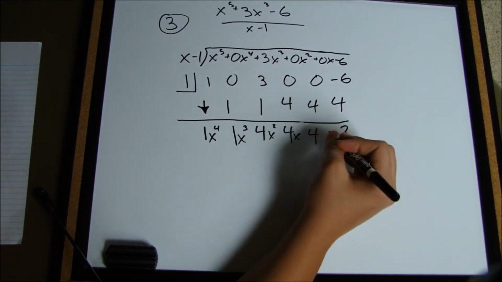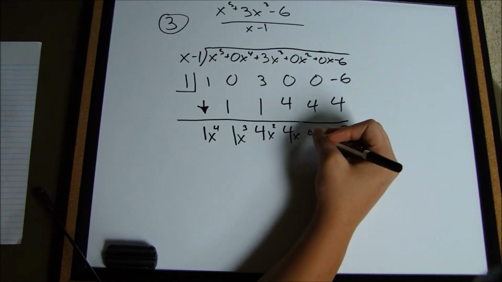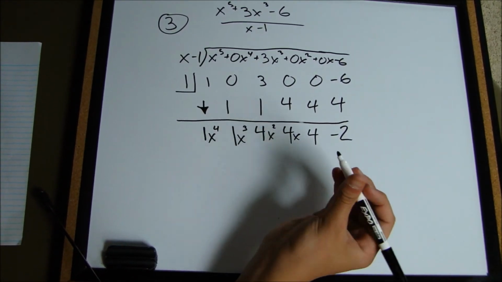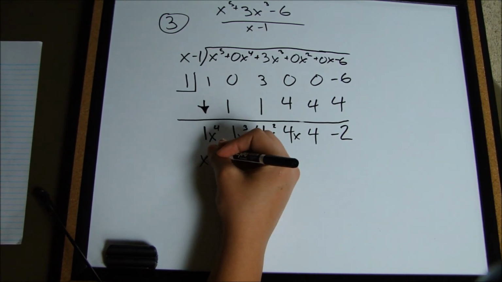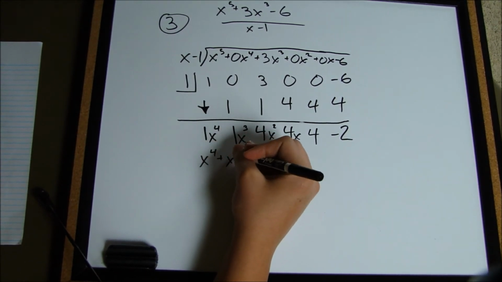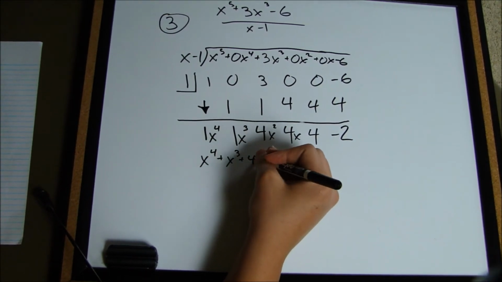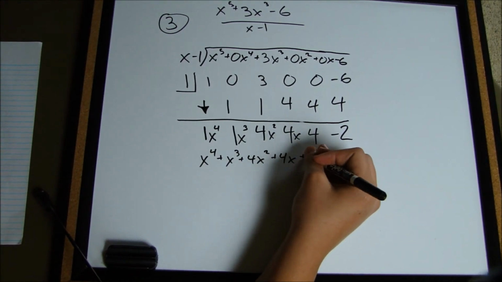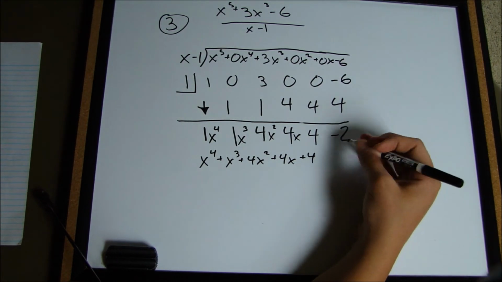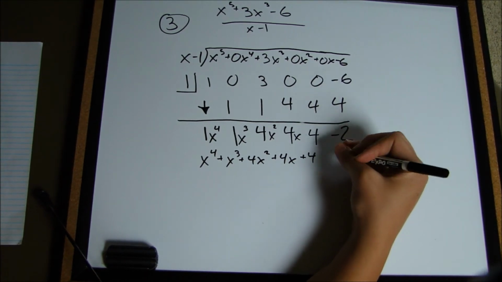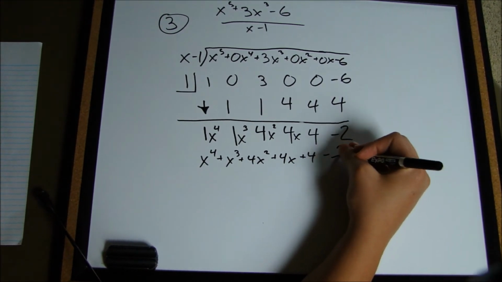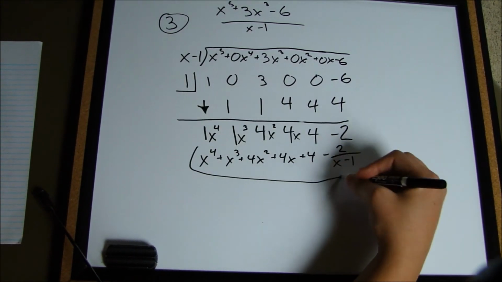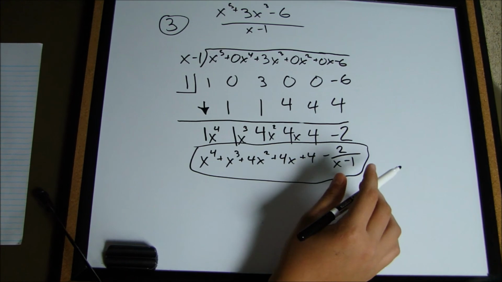And then this is our constant, and this is our remainder. And so our quotient is going to look like this. It's going to be x to the 4th plus x cubed plus 4x squared plus 4x plus 4, and then our remainder, we put it over the divisor, and we get minus 2 over x minus 1, and that is your answer.